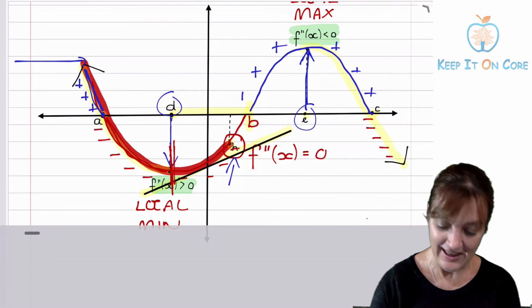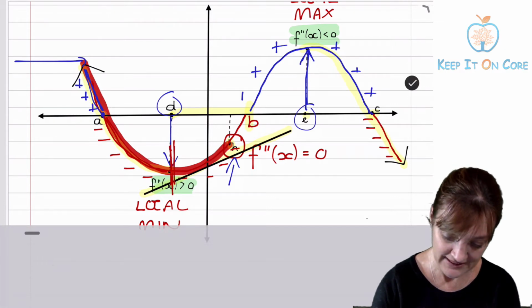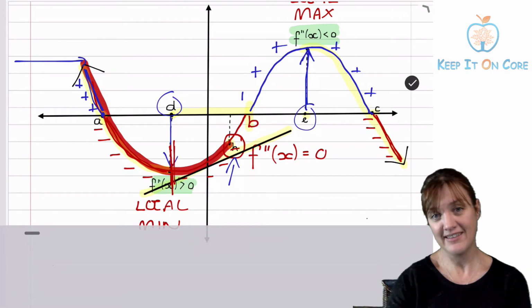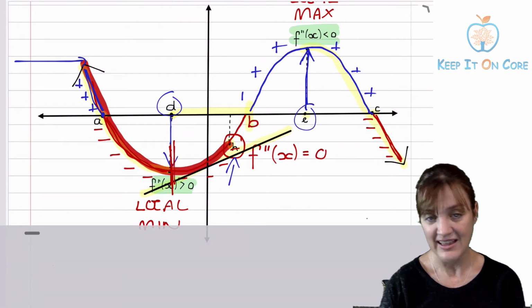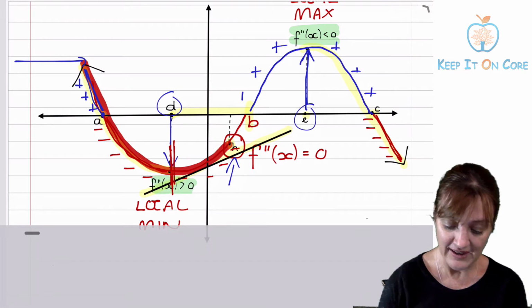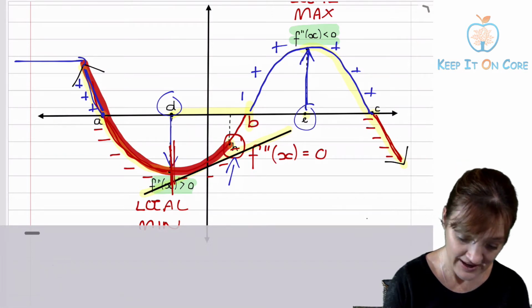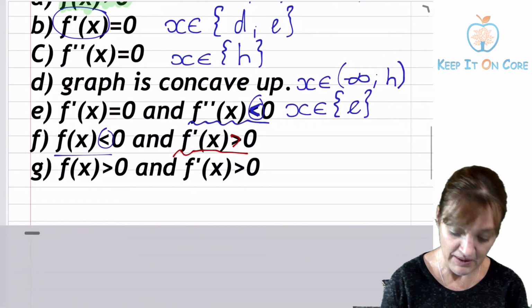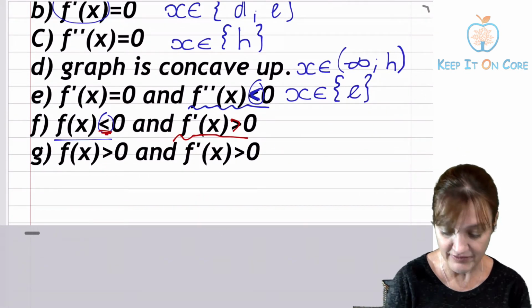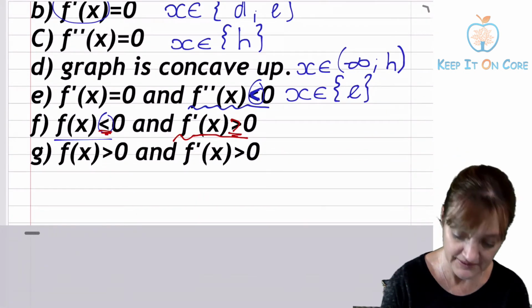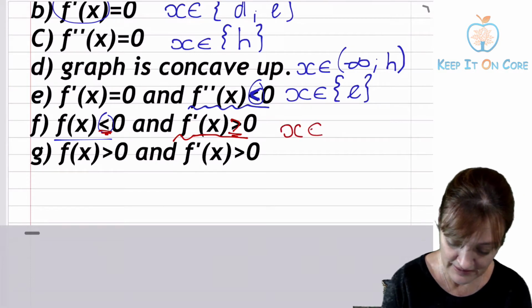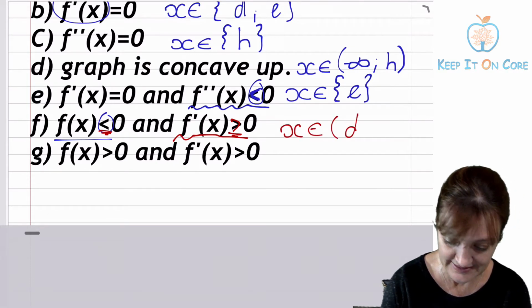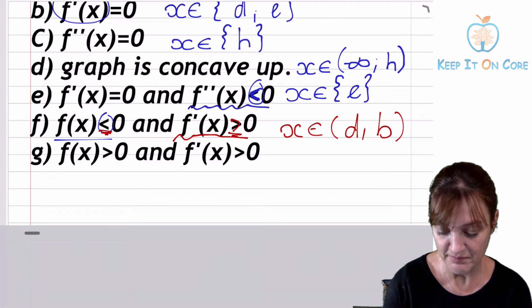All right. And if I were to draw the gradient of my tangent along these negative y values, again, it's going to be facing a negative gradient, so that's not going to work. So I simply need to write that between D and B is where my y values are negative and the gradient of your tangent is positive. So x would then be an element between point D and point B.